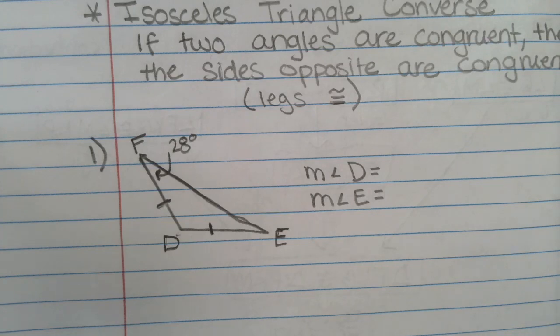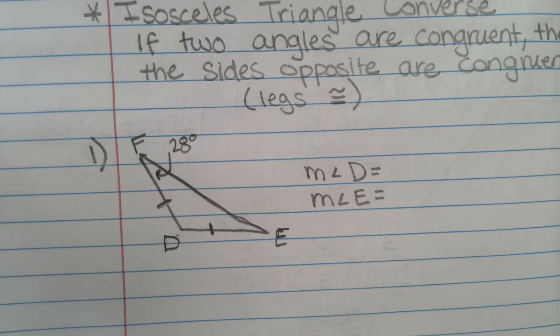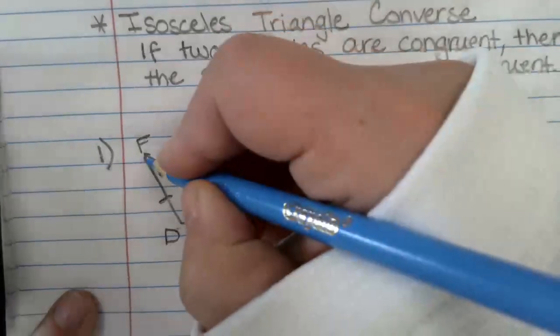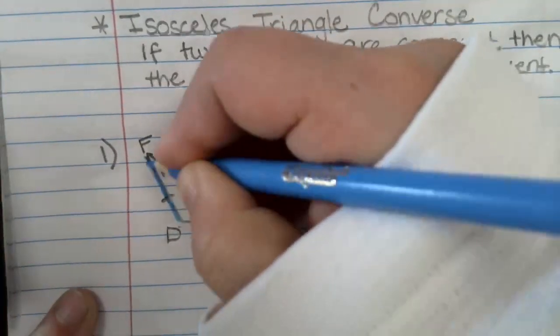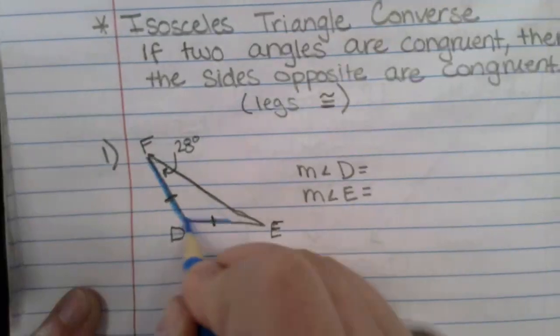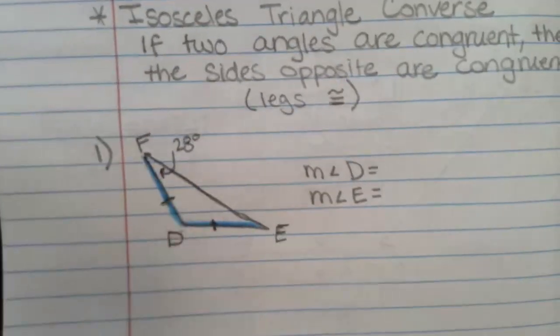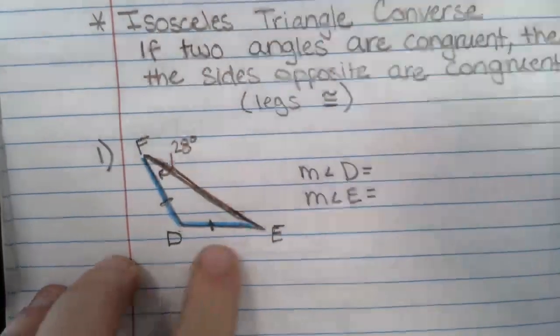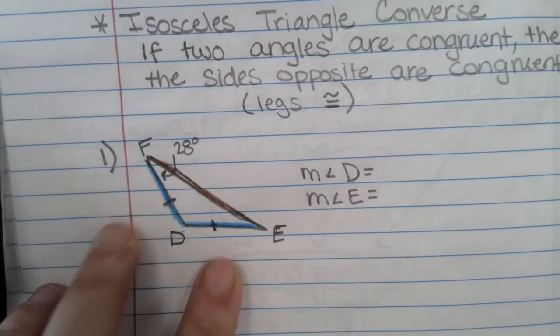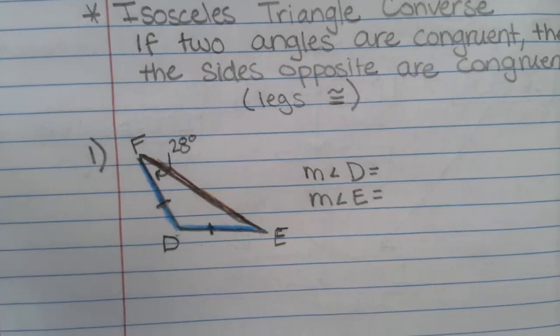All right, so when we look at this triangle, what type of triangle do we have? What do we know about it? If it's obtuse, what else do we know? 28 degrees. There's tick marks. Good. And what do those tick marks tell us? Those sides are congruent. So I know that this side, DF, is congruent to DE. What do we call those sides that are congruent? Legs, which means this other side is the base. And in an isosceles triangle, if we know the legs are congruent, that tells us which other angles are congruent.